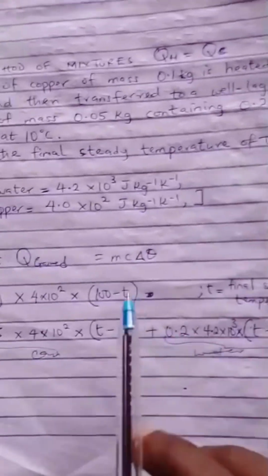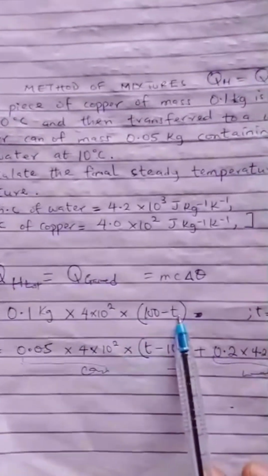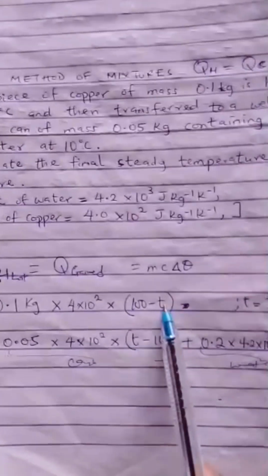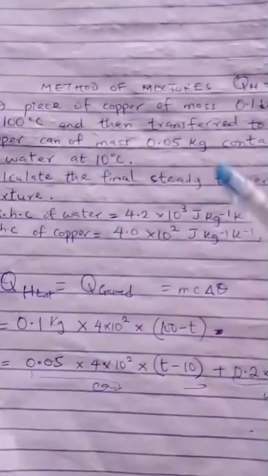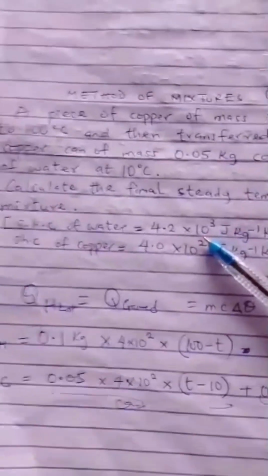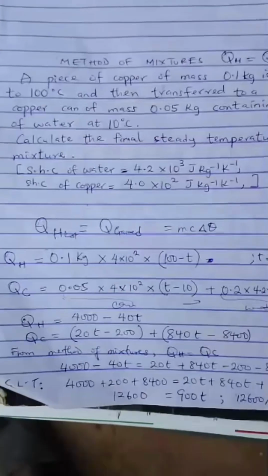Now take note, after a while, after mixing them together, they all arrive at a final steady temperature. So T here, T here, and T here is the final steady temperature of the entire system of the piece of copper, the can, and the water. So we need to find that final steady temperature, T.